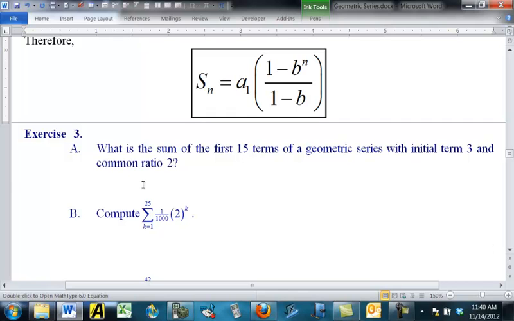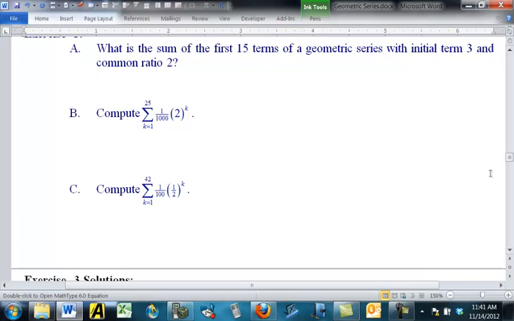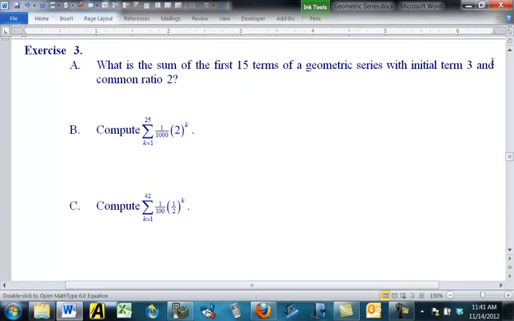We want to, actually it's a series of exercises. We want to find the sum of the first 15 terms of a geometric series with initial term 3 and common ratio 2. And we're going to find the sum from k equals 1 to 25 of 1 over 1,000 times 2 to the k. And the next one we're going to find the sum from k equals 1 to 42 of 1/100th times 1/2 to the k. And I think we're going to stop there. So go ahead and work this out. Come back when you've finished. Press pause now.